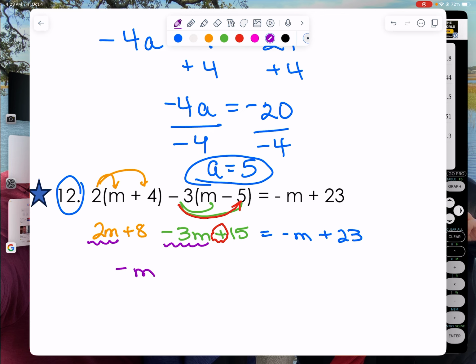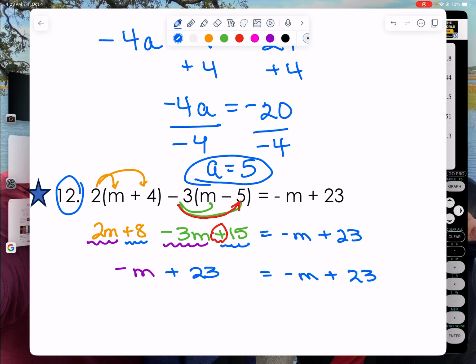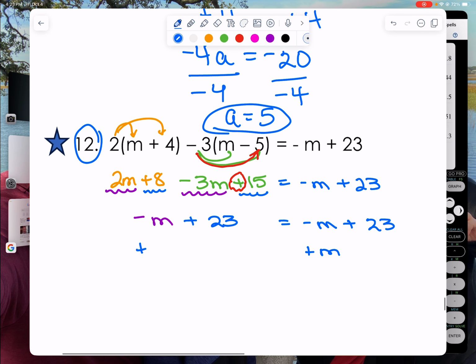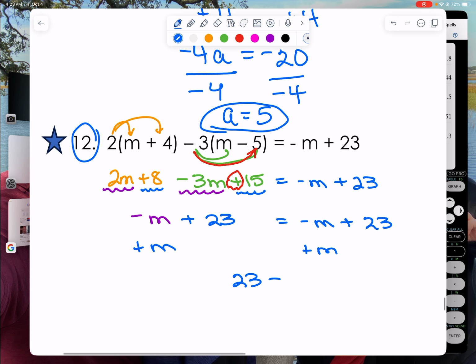And then I'm going to take my 8. I've got 8, positive 8 plus 15. So that's going to give me a plus 23. And then on the right-hand side, I'm going to get negative m plus 23. When I add my m, to move it to the other side, notice all the m's cancel, and I wind up with 23 equals 23.